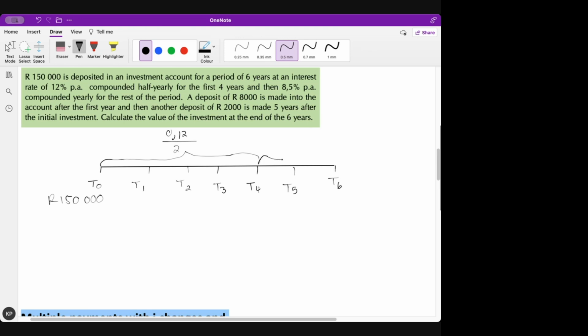So for the rest of the period, which is the 2 years, it is 0.085. And if it is compounded yearly, you don't have to write this because it's just divided by 1. So it's once a year.